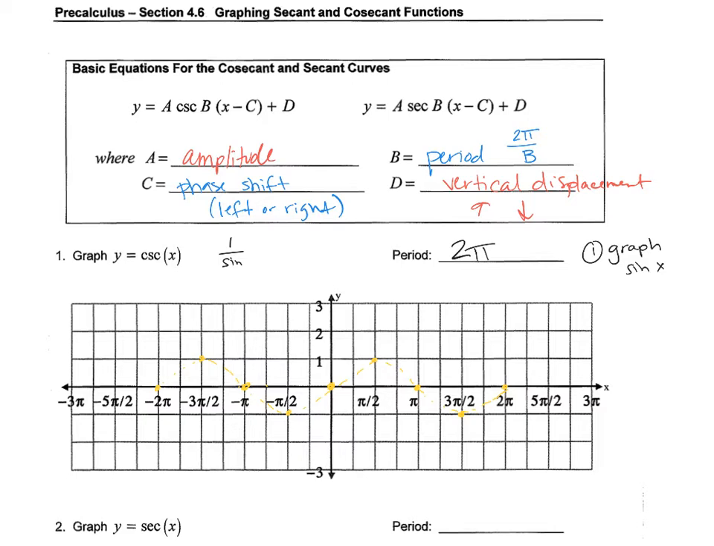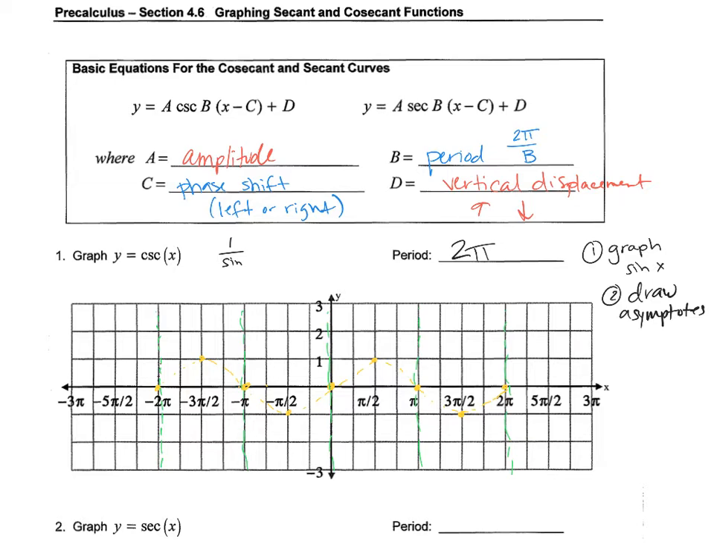The second thing you're going to do is draw your asymptotes. Because this is 1 over the sine of x, every time the sine of x is 0, I have an undefined function, so that is where my vertical asymptotes in cosecant happen. That happens every time the sine of x goes through 0, so at 0 and then plus or minus multiples of pi.